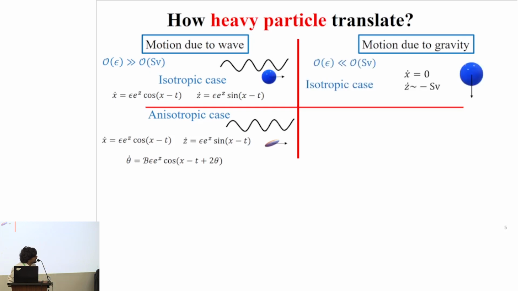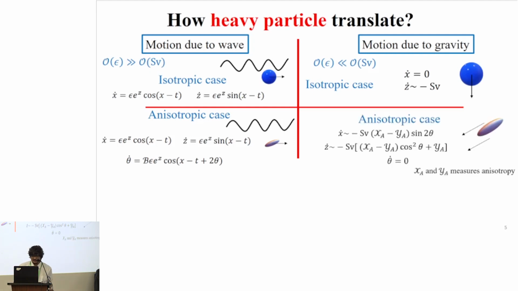Then in the next case, we place the spherical particle in a quiescent fluid, and in this case the particle will settle and translate only in the vertical direction, and it has a zero horizontal component of velocity. If we place an anisotropic particle in a quiescent fluid, here the rate of change of orientation will be zero, which means that whatever the initial orientation is, it will remain at that orientation, and it will translate in both directions, in x and z direction, which depends on the initial orientation here.